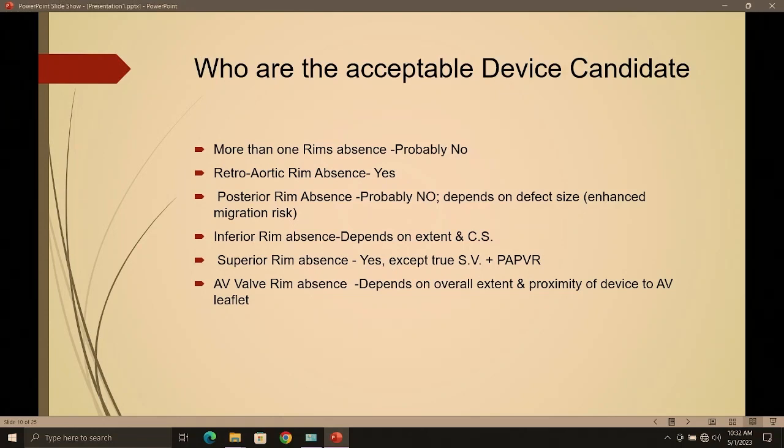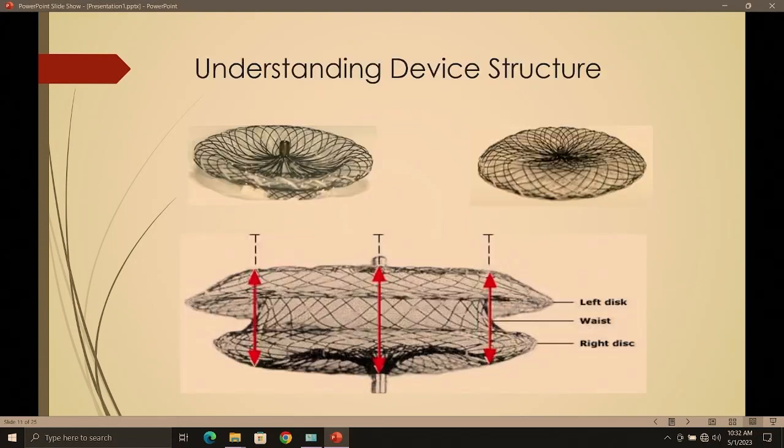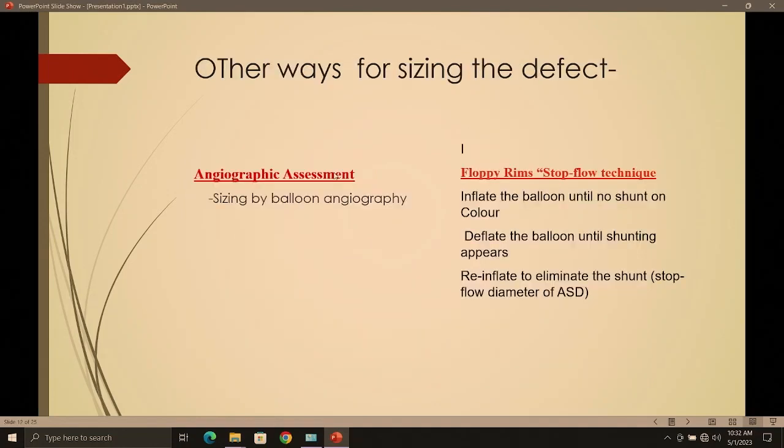For the atrioventricular valve rim, absence of the mitral rim depends on overall extent and proximity of the device to the mitral leaflet or tricuspid leaflet. So before going to the device closure for secundum ASD, we have to understand the device structure. There are two discs, LA disc and RA disc, and between these two discs there is a waist. The size of the device should be based on this waist of the device. Usually the RA disc is smaller than the LA disc.